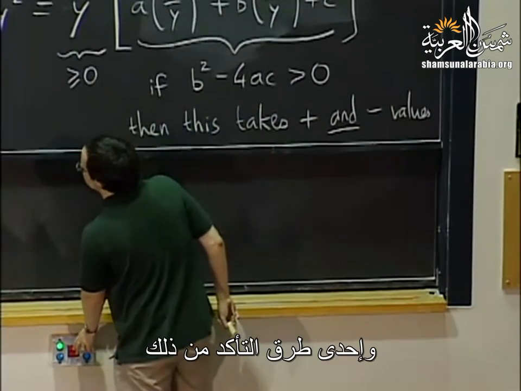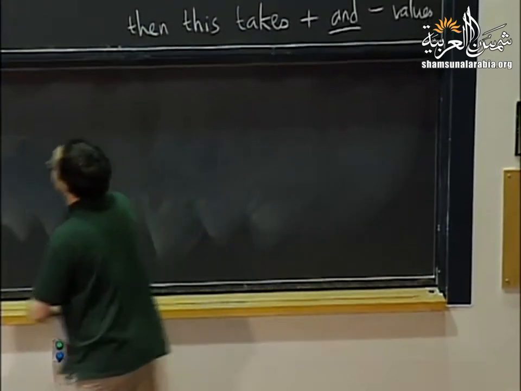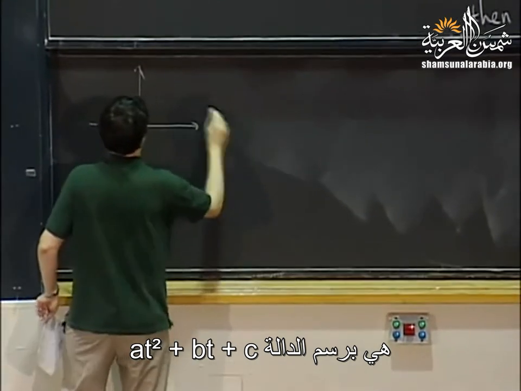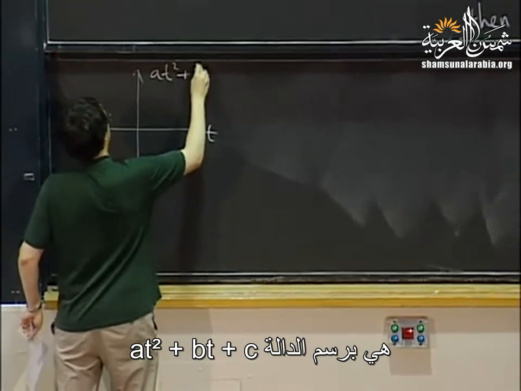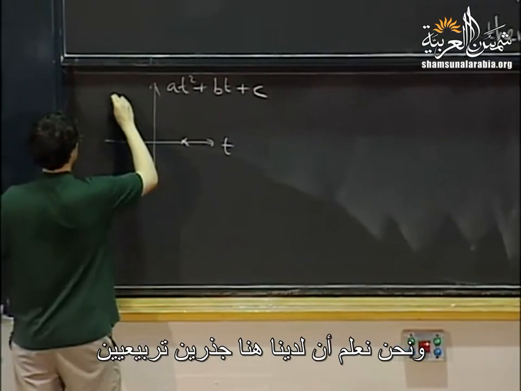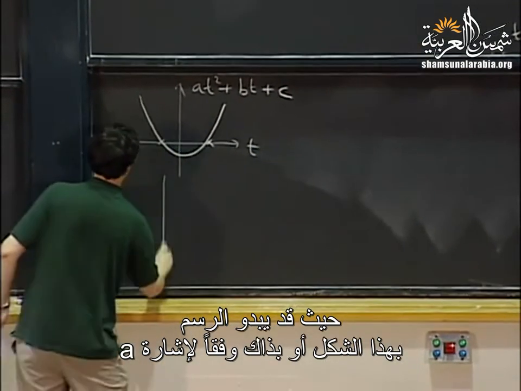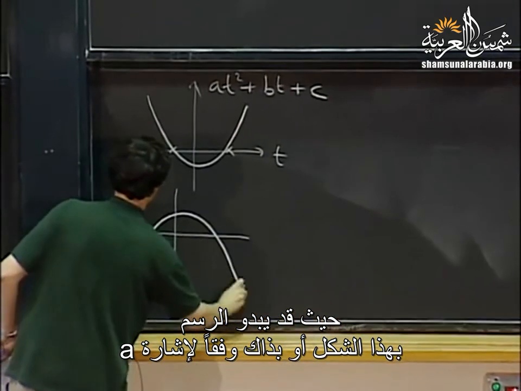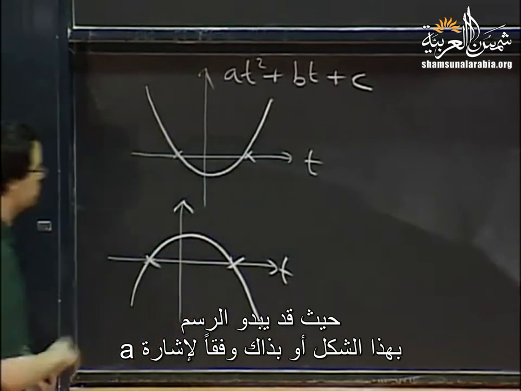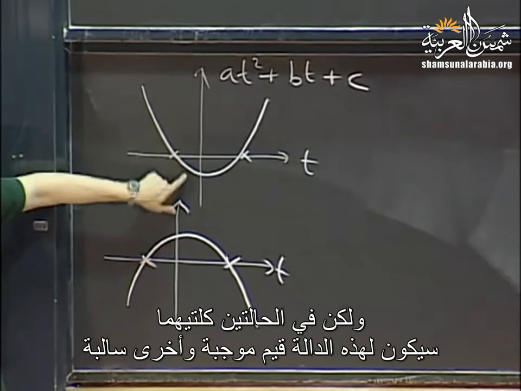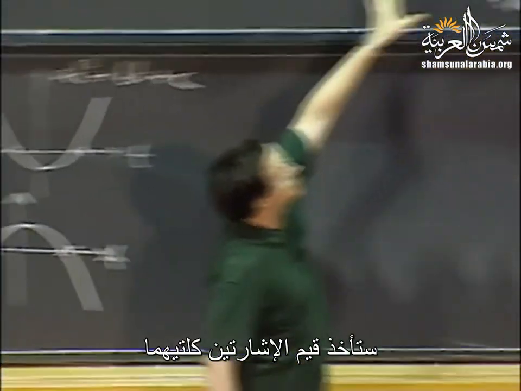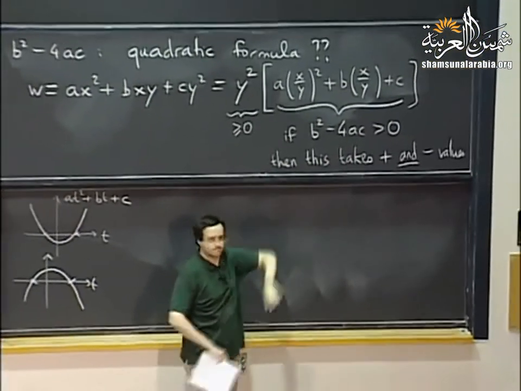One way to convince yourself is just to plot a t squared plus b t plus c. You know that there's two roots, so it might look like this, or it might look like that, depending on the sign of a. But in either case, it will take values of both signs. So that means that your function will take values of both signs.